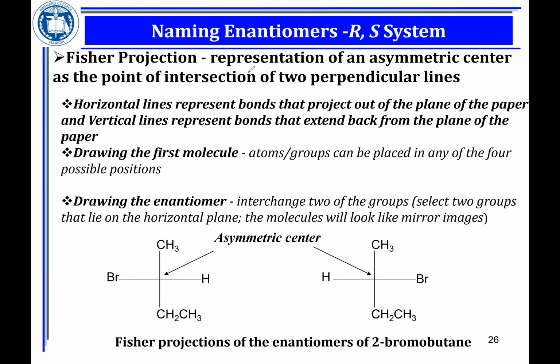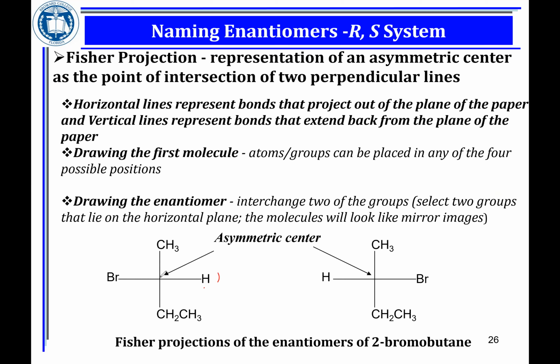For the Fischer projection, we have been talking about it already. Know that we have the vertical line and the horizontal line. The horizontal line is coming toward you, and the groups on the vertical line are going away from you. And if the group with the lowest priority is on the horizontal line, clockwise would be S and counterclockwise would be R.